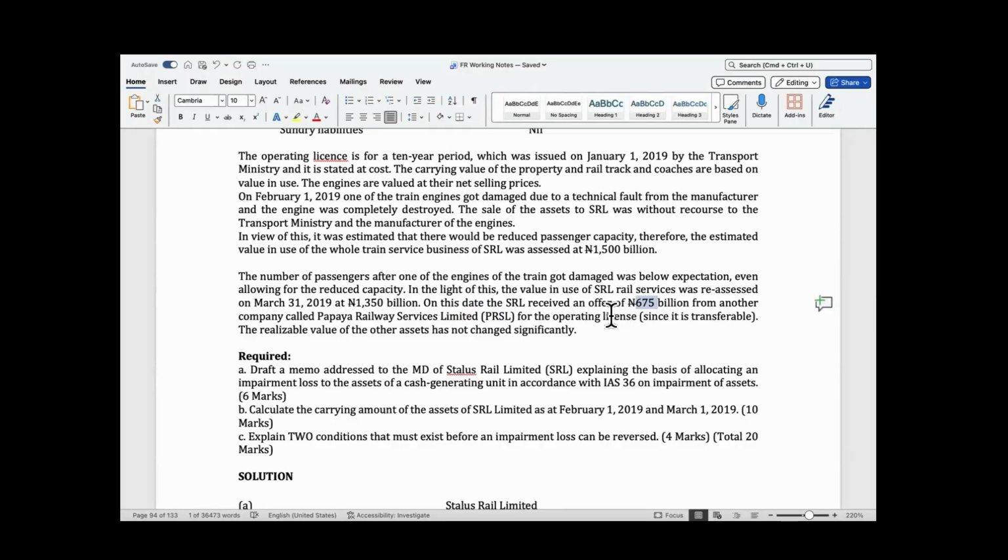Meaning SRL is considering selling the operating license and the company brought an offer for 675. This information only tells us the net realizable value of this operating license as at that date. That means if for whatever reason we have to impair this operating license as at this date, we cannot impair it below this. We stop at this. It cannot go below its net realizable value. We're now told that the realizable value of other assets has not changed significantly.